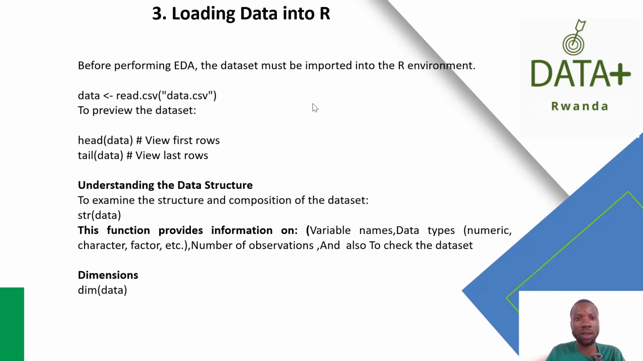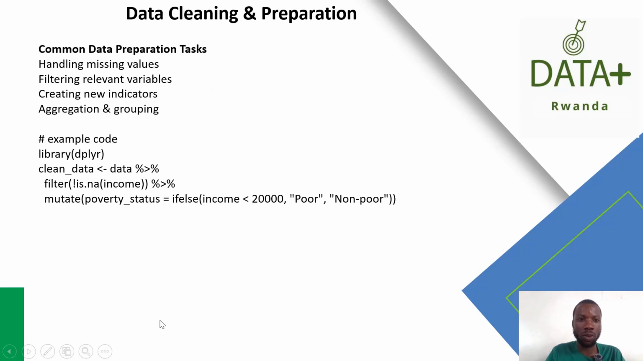The next steps after understanding the importance of EDA: of course, you start by importing the dataset, where you can load it based on the extension. After loading the dataset, you need to understand the data structure, to examine the structure and composition of the dataset. The structure function provides information on variable names, the data type, whether numeric, character, or factor, the number of observations, and helps to check the data set. You can also look at the dimension, where you see the number of rows and observations.